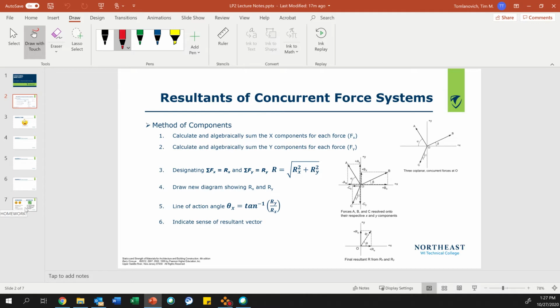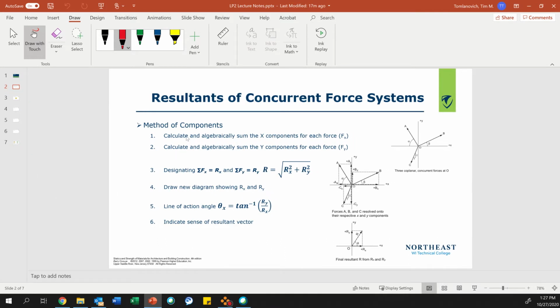So looking at this, method of components, the first step is we need to calculate and algebraically sum the x components for each force, calculate and algebraically sum the y components for each force. If I look at the figure to the right here, we have a B force vector, an A force vector, and a C force vector. So the first thing I'm going to do is break these all into the x and y components.